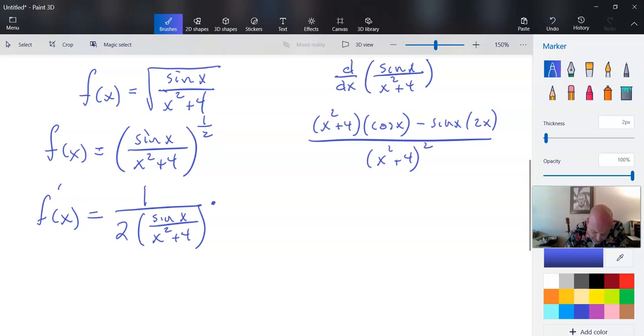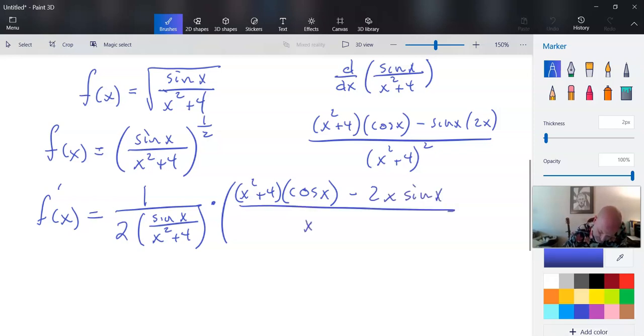Okay, so let's see what we got up here. Looks like we have x squared. Let's see. Yeah. Actually, let's do it this way. Let's just put it over here. So we got x squared plus 4, times cosine x, right? Minus 2x sine x. And that's over x squared plus 4 squared.